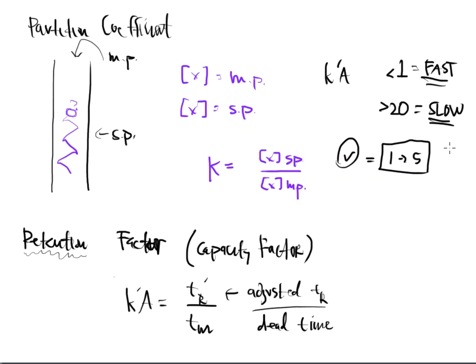So if I can take a component, right? We're talking about a component on a chromatogram here. If I can take a component, and if I know the retention time of that component, and I can calculate the adjusted retention time, and I know the mobile phase time, I can take those two numbers and divide them to see if my component is actually spending enough time in the column before it comes out on the other end. And 1 to 5 is going to tell me that answer.